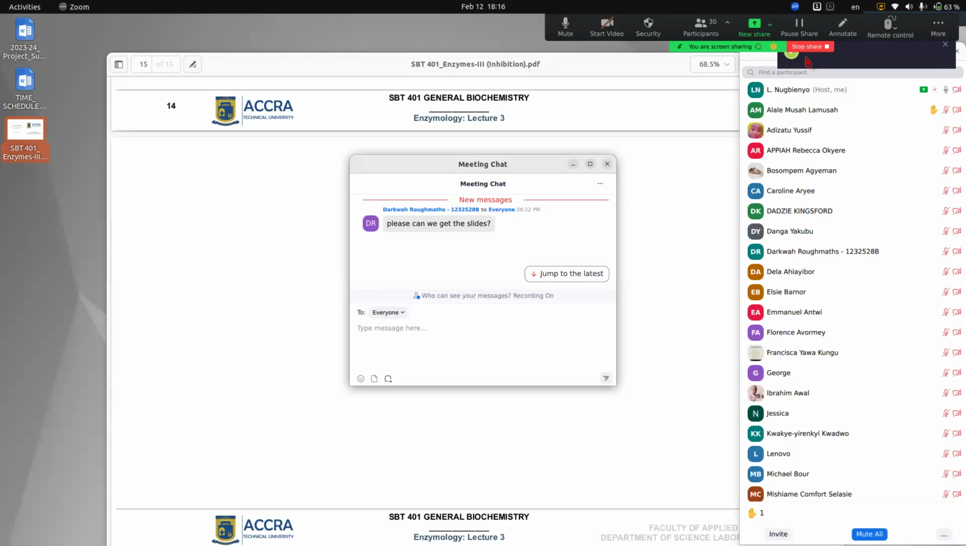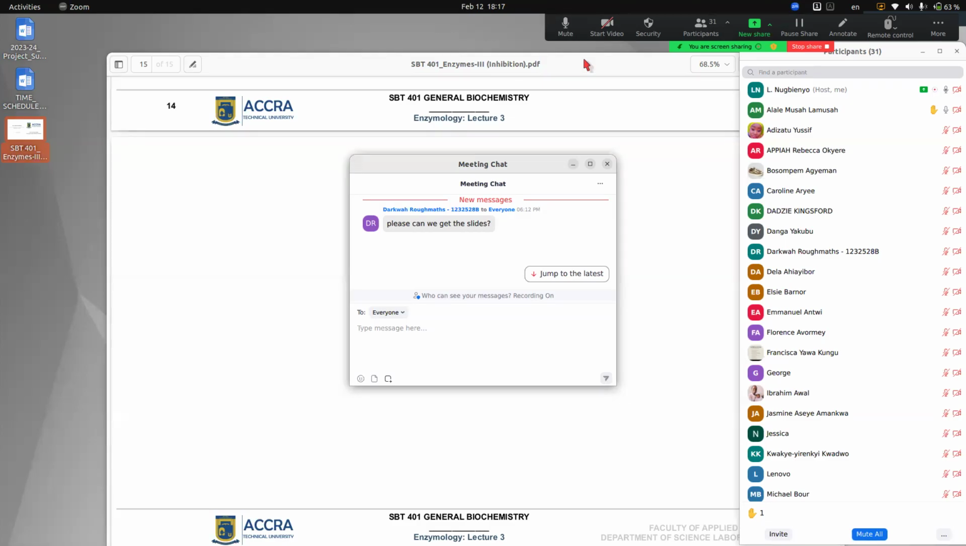Musa, I can see your hand. Good evening. Please, what is the role of the competitive inhibitor during enzyme action? Well, the competitive inhibitor, if it is present, it only comes in to regulate the rate of the reaction. It just regulates the reaction, because it can easily be undone if it is there.